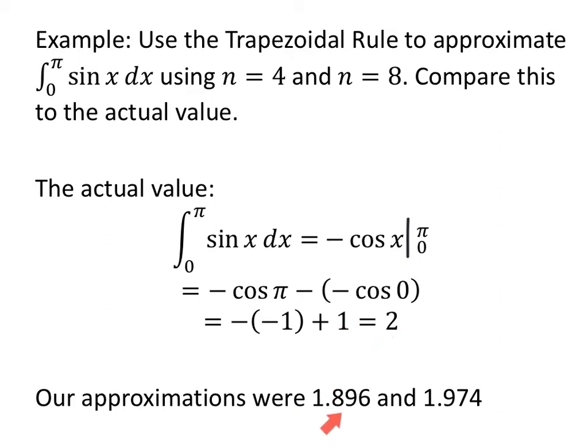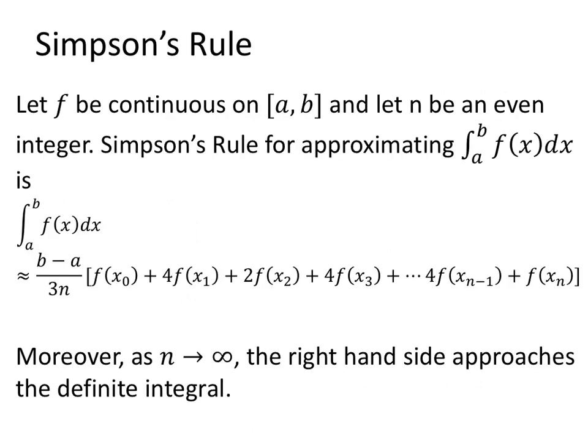When n equals 4, we got a decent approximation. But when n was 8, we got even closer. Think what we could do if n equals 10 or 12 or double it. If n equals 16, we'll probably be right at 2. So these approximations get us very, very close for the more subintervals that we have as n gets larger.